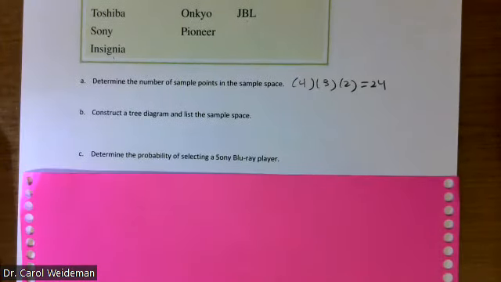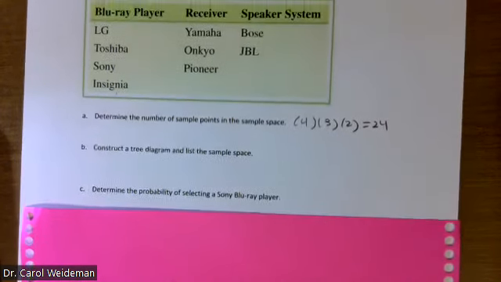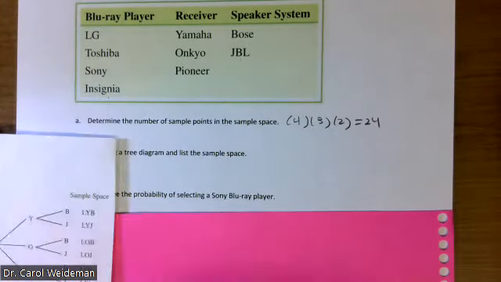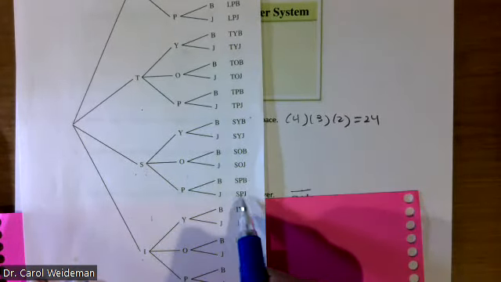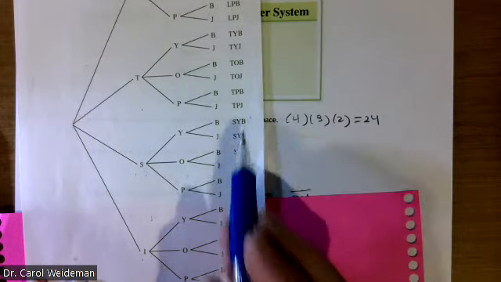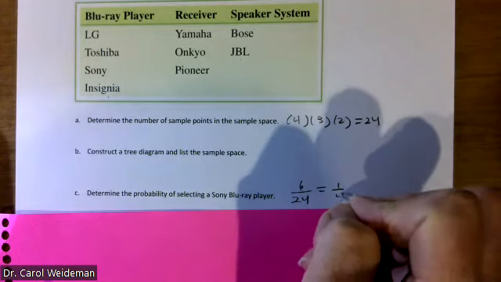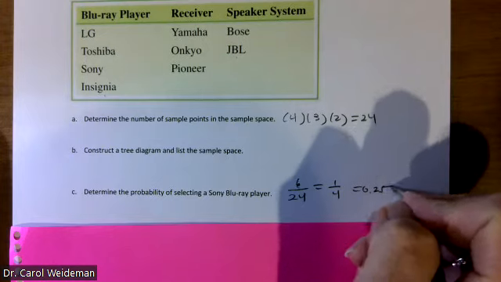Now we want to do the probability of selecting a Blu-ray player. So if I go and look at Blu-ray player, Sony is over here. So I'm going to look at my tree diagram. So again, remember I have 24 outcomes. So how many of these outcomes have a Sony, which is going to be in the first spot? So if I go down here and look, here's where Sony comes in. So all of these outcomes here, 1, 2, 3, 4, 5, 6, have a Sony. So it's going to be 6 over 24, or 1/4, which is also equal to 0.25 if we want to do the decimal.